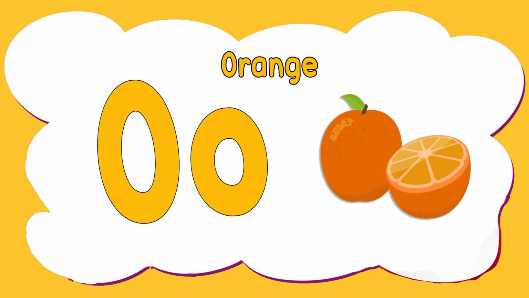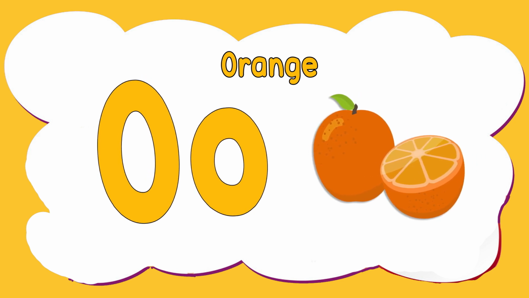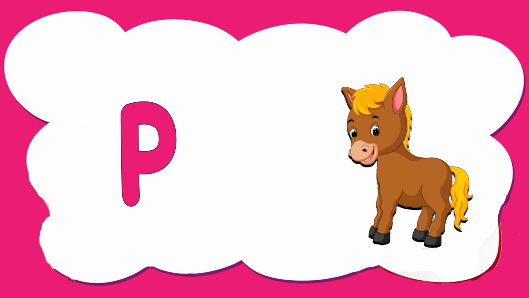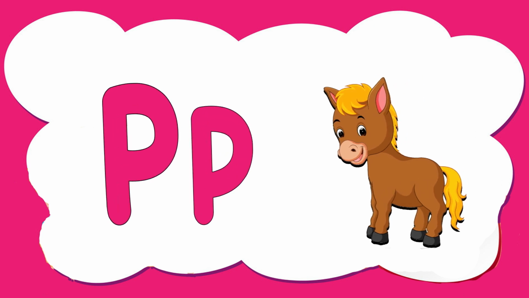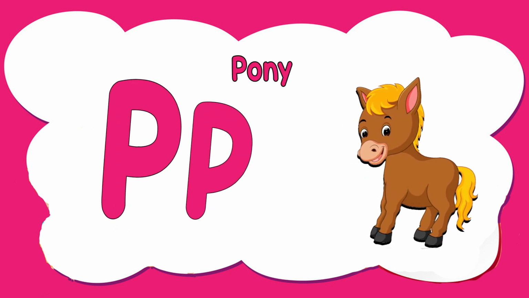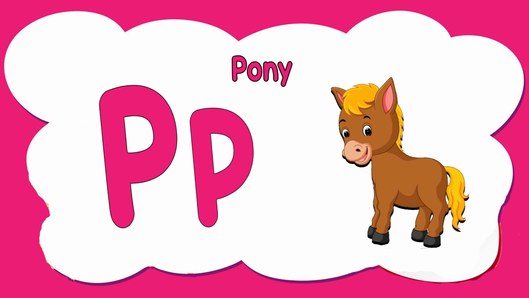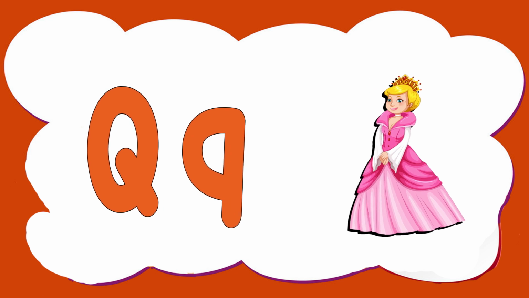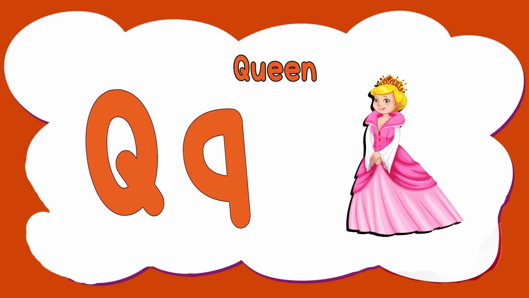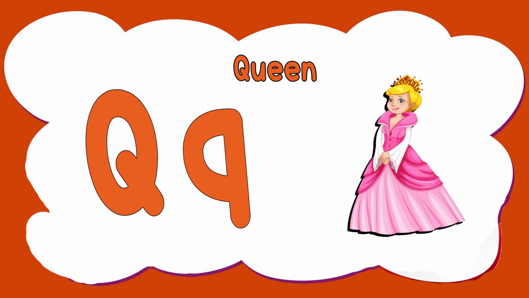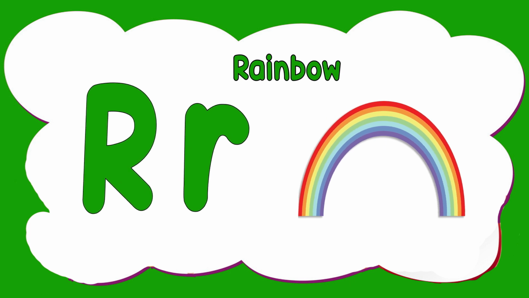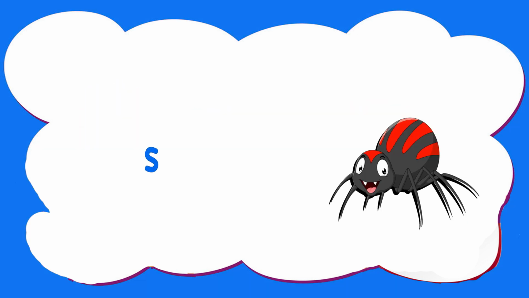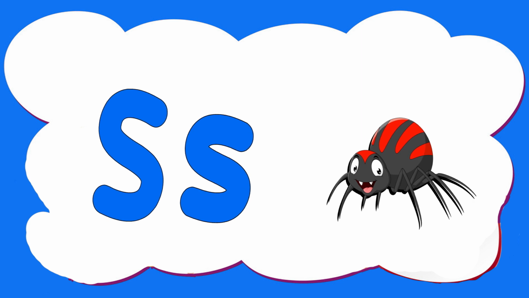Pony, orange, pony. Is for pony, is for queen. Pony, queen. Is for rainbow, queen. Rainbow, is for rainbow. Is for spider. Rainbow, spider. Is for tiger.